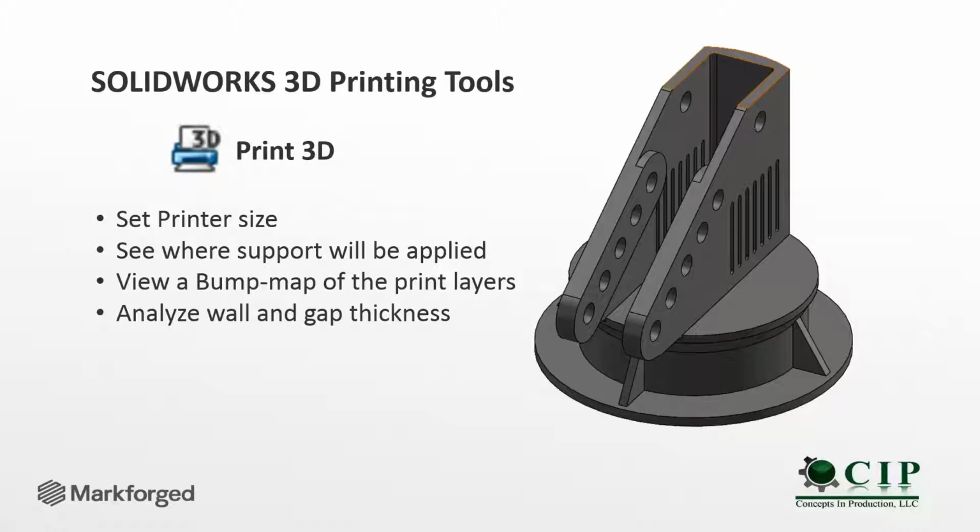Next, you can view a bump map or striation lines for the print layers, and this really shows how the layers will print, which is key in holes and curved surfaces, so that you can see how the stepping of the printer will affect the surface quality of those holes. You can also analyze the wall and gap thicknesses, which gives a good indication of whether your walls or gaps are too thin, and that can lead to bad print quality.